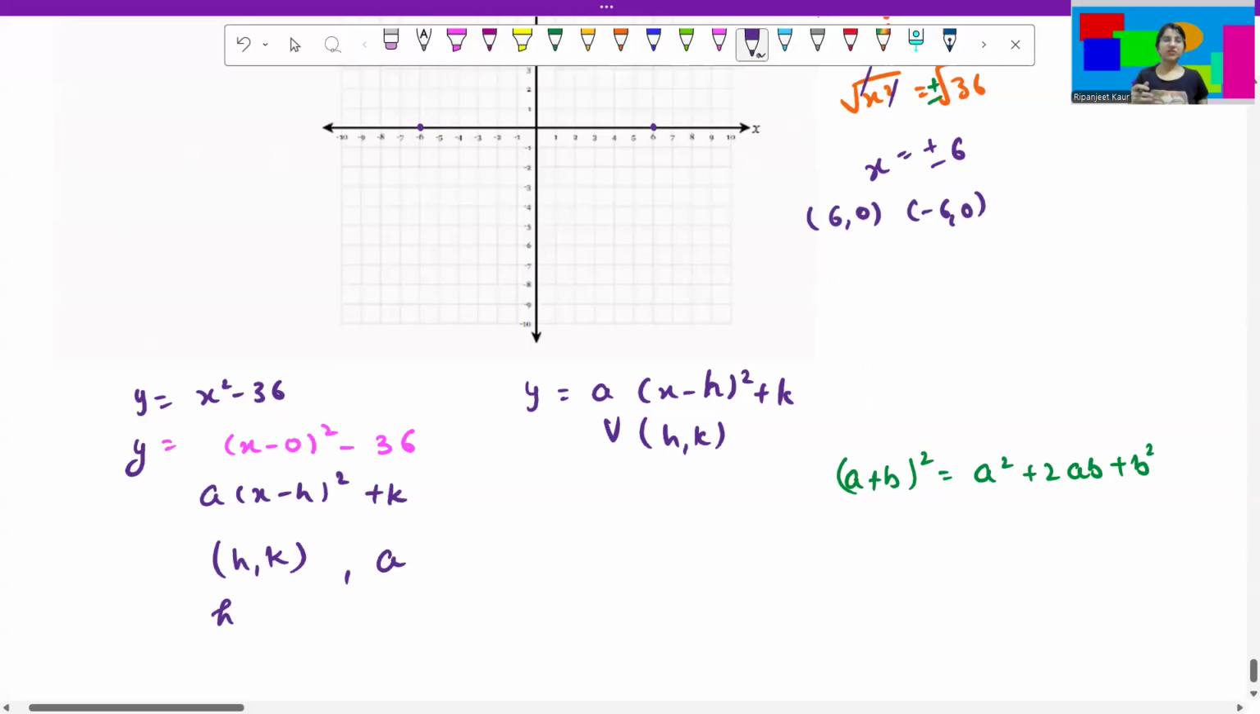You can just tell me if it is positive, negative, or what it is. Some number, by comparison with this. It's a negative. What is the value of h then? H is, by making a comparison of these two, 0. What is k? Negative 36.